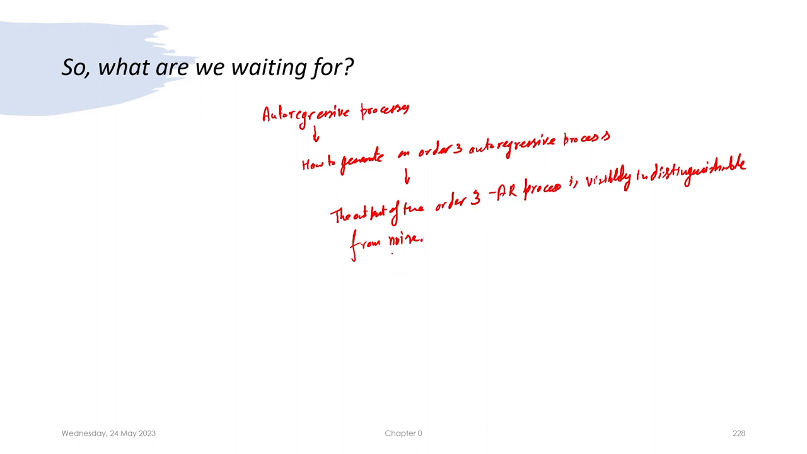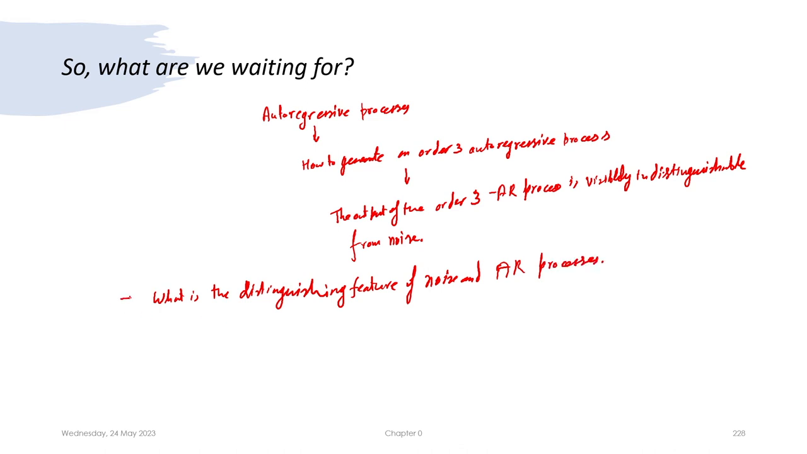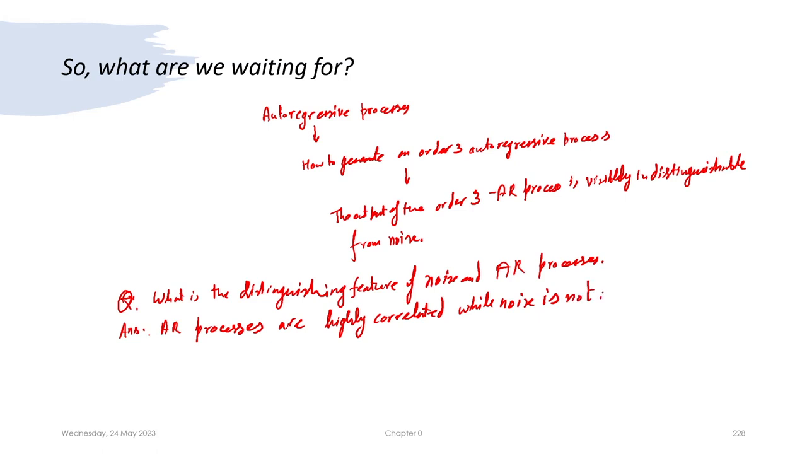So the answer is that we look at a feature of noise, and the answer obviously is that AR processes are highly correlated while noise is not. AR processes are highly correlated while noise is not. So, how do we then characterize the AR processes?